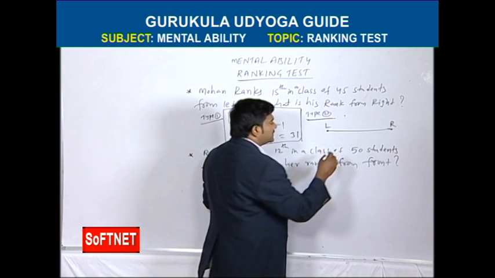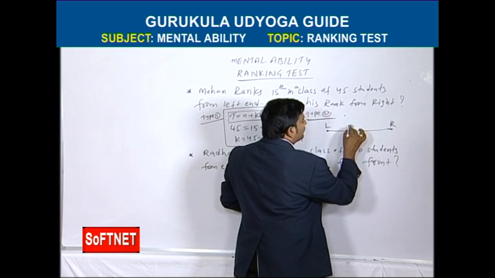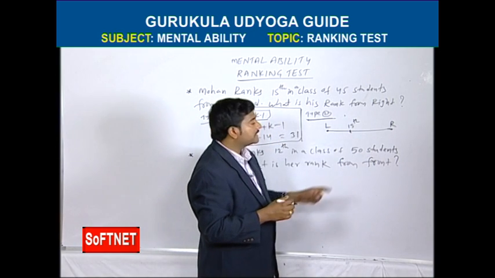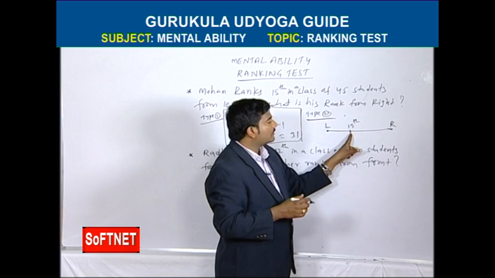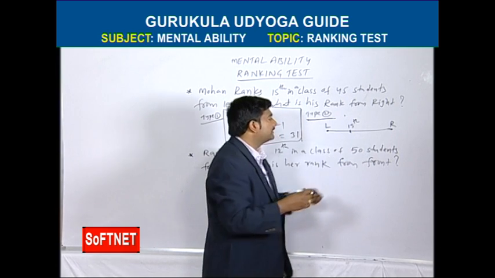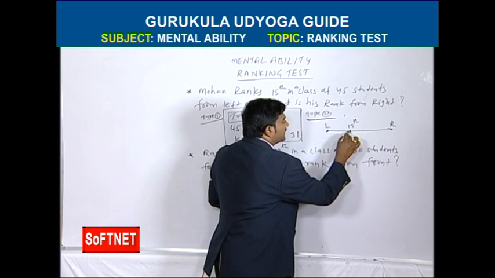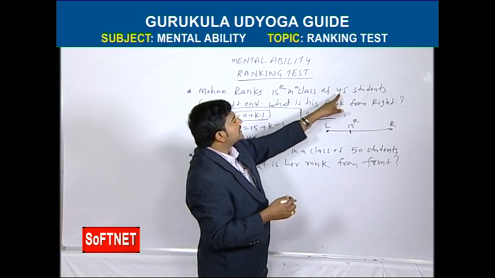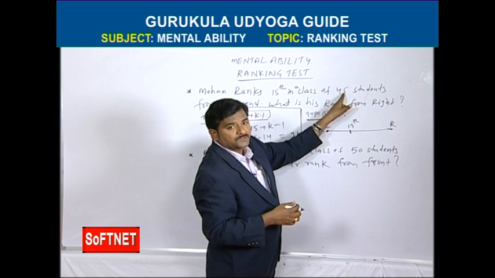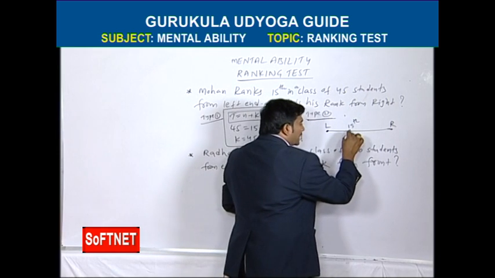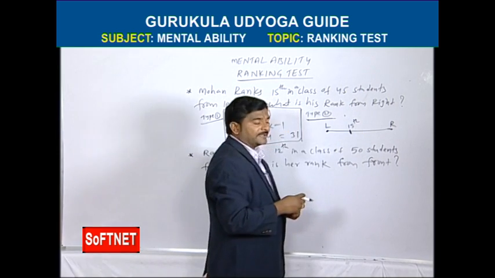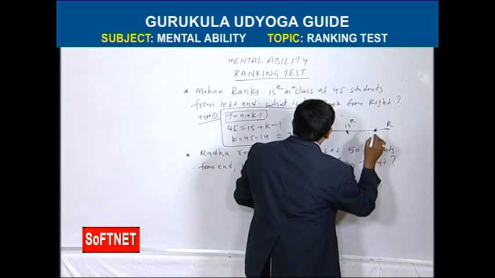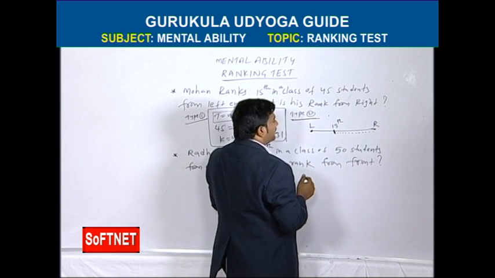From left hand, what is his rank? 15th. For example, think that this is Mohan's position from left side. Therefore, Mohan occupies 15th from left hand. So this is the left side, and the 15th position from left. One thing is clear: total there are 45. Up to how many ranks is he given? 15 ranks. We have to identify the remaining ranks.